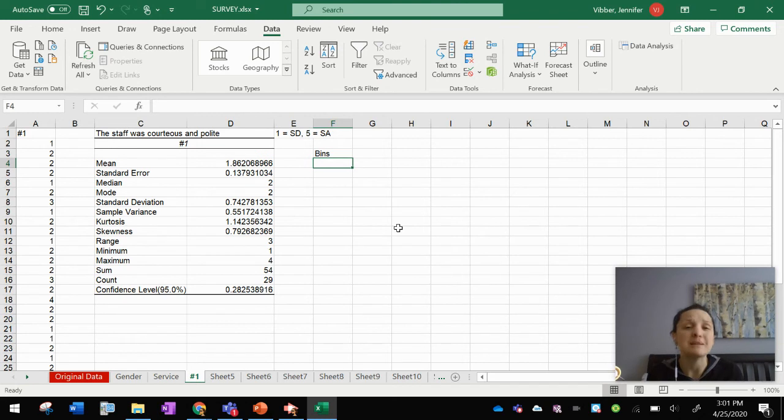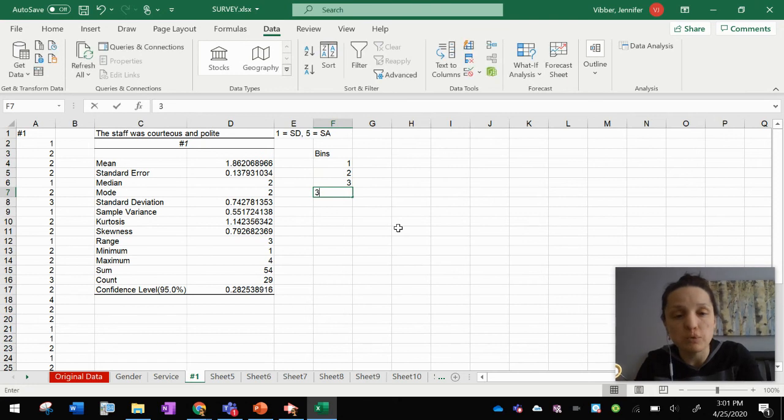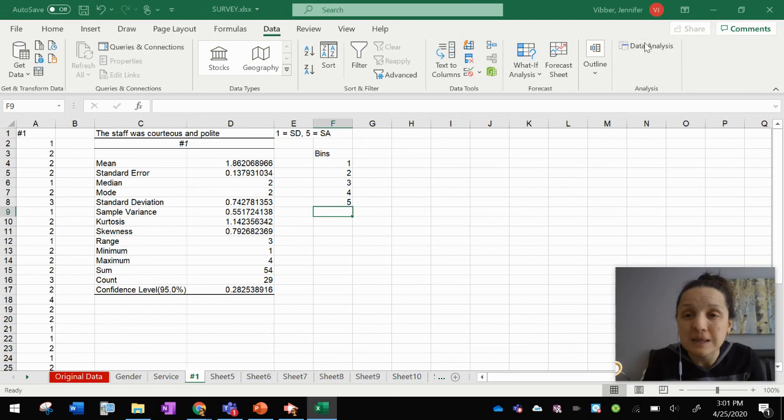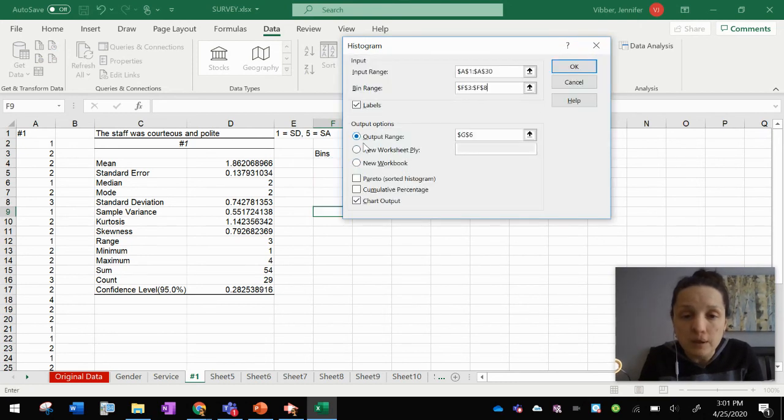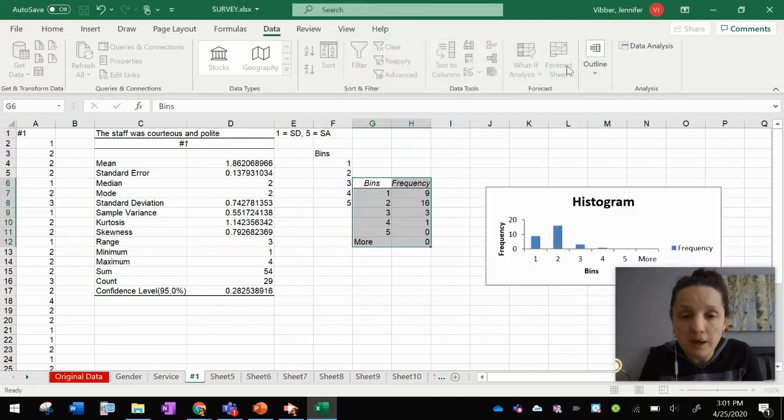When we're doing bins on discrete data, you usually want 1 bin for each piece of data. On the previous one, we did bins in groups of 10, like people who are from 20 to 29 years old and 30 to 39 years old. I'm not looking at that here. People could have responded 1, 2, 3, 4, or 5, and that's it. So those are going to be my bins. So when I go to do the histogram, my input range is there. My bin range is right here. Labels, output, chart, fantastic.